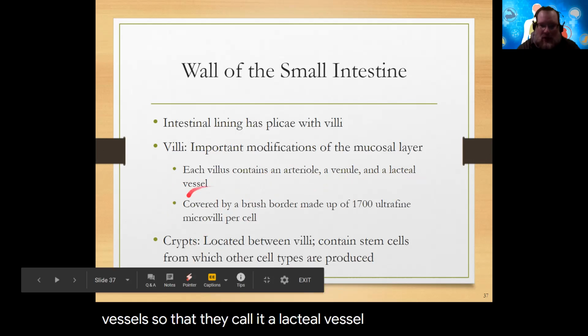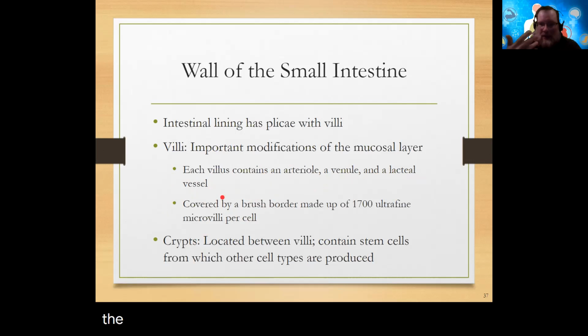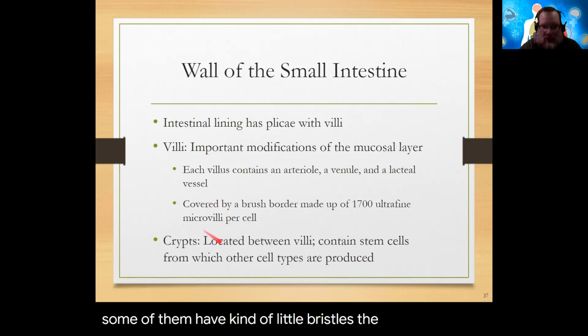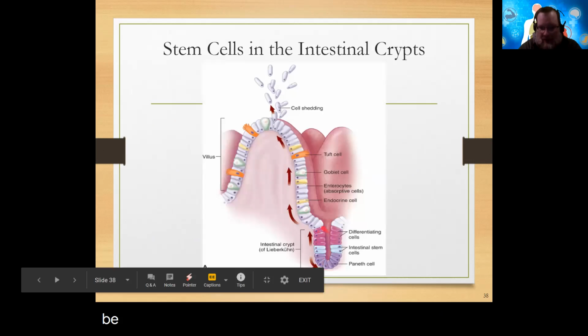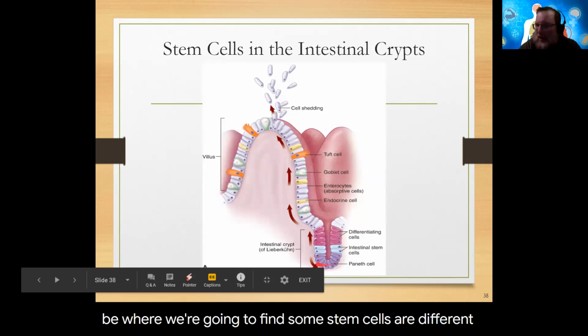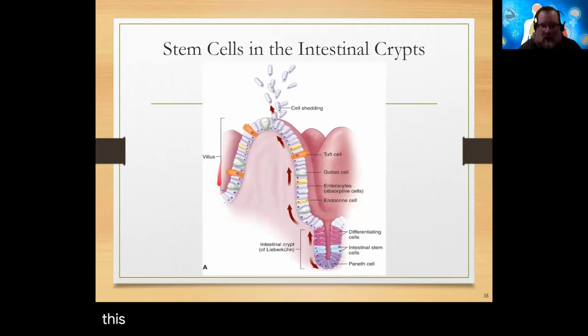Okay, and then we're going to see what they call a brush border that makes up the surface of this epithelial lining. We'll see what are called brush border enzymes. Some of them have kind of little bristles, the brush border cells. And then again, we see more crypts, which are where we're going to find some stem cells or differentiating cells of these tuft cells and goblet cells from this intestinal villus.